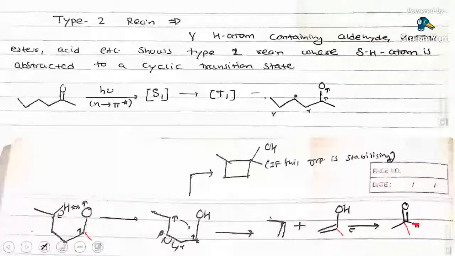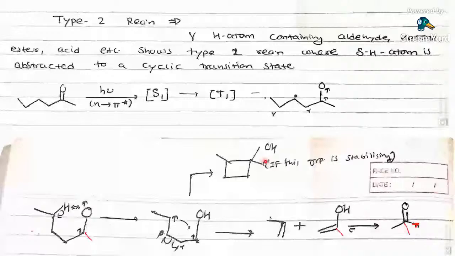Okay, another possibility for this Norrish type 2 is that the two radicals which have been formed will undergo spin inversion, as a result of which there will occur bond formation with this species, and you will get this as a product. If this group is stabilizing, then you will get the cyclobutane as a product.